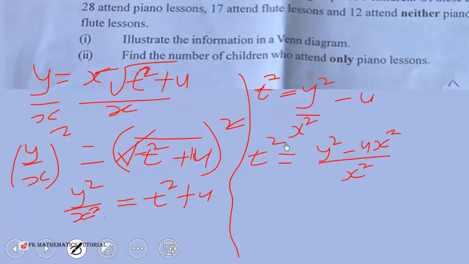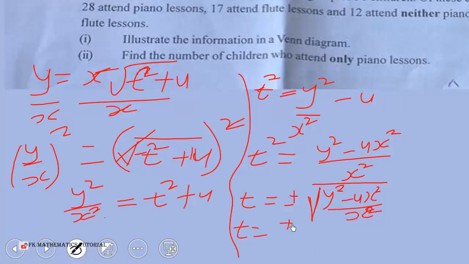So you can take square root of both sides to get t equal plus or minus square root of y squared minus u x squared over x squared. So you can split the square root for them to get t equal plus or minus square root of y squared minus u x squared all over x. So you can do it like that. You can leave it like this, where x is not equal to 0.